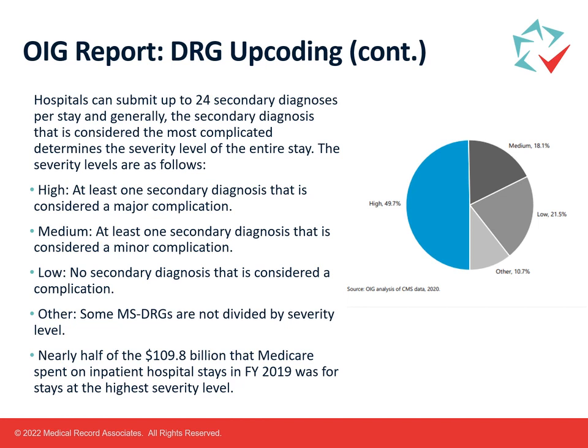And then they have some MCCs that are not divided by severity. Nearly half of the $109 billion that was spent on inpatient stays in 2019 was for stays with the highest severity, and that's 49.57%, almost 50% of the inpatient hospital claims in 2019, all with at least one secondary diagnosis with an MCC. Interesting, isn't it? That the data showed that.